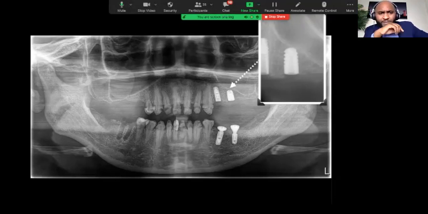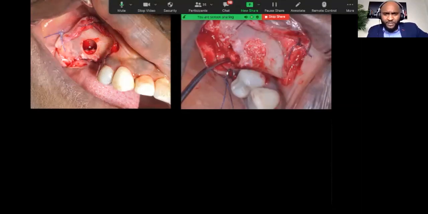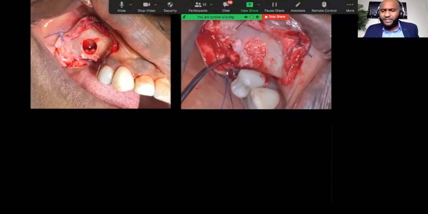So on the right, we decided to do a sinus lift because it was not possible to even place a short implant. We would have ended up in the sinus, so we opened up as indicated. And then once the sinus had been lifted, we filled that with an appropriate bone material. In this case, we want to wait for healing, at least 6 months.